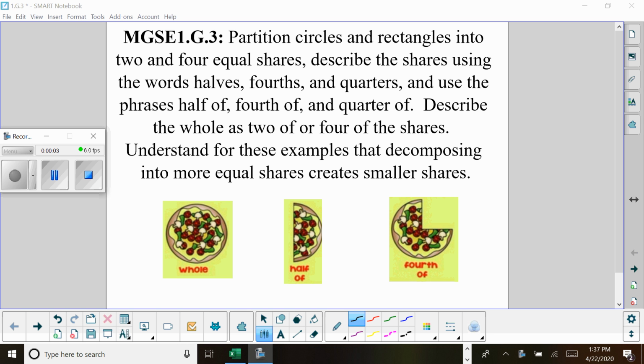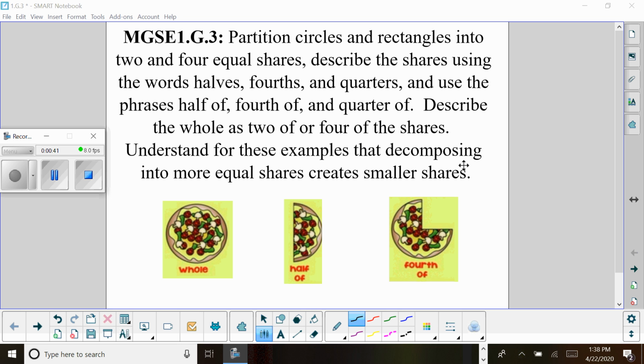All right, in math, the standard that we're working on is to partition, which means to split up into parts, circles and rectangles, into 2 and 4 equal shares, meaning each piece is the same amount. Describe the shares using the words halves, fourths, and quarters, and use the phrases half of, fourth of, and quarter of. Describe the whole as 2 of or 4 of the shares.